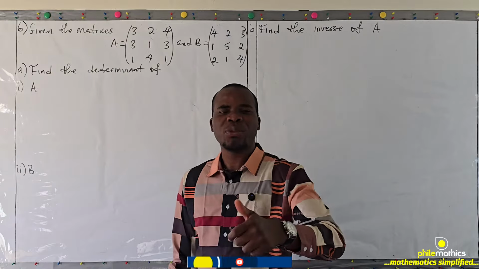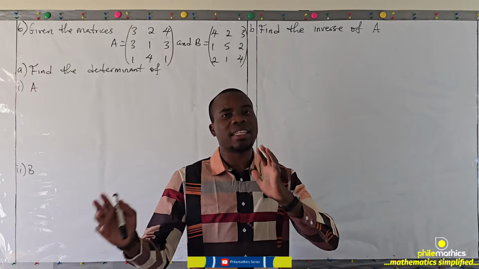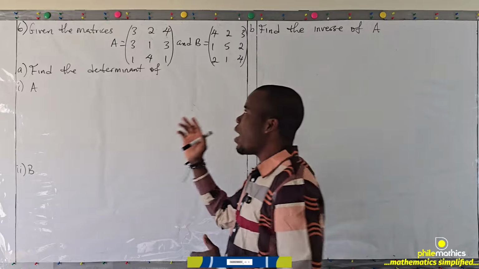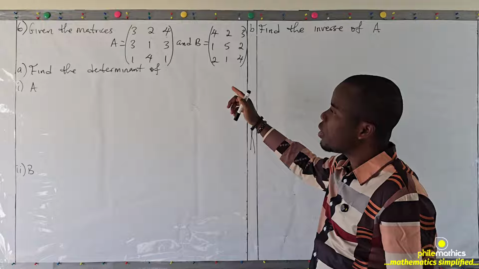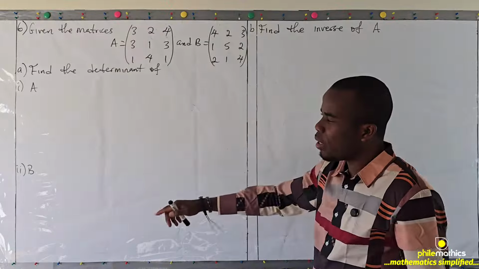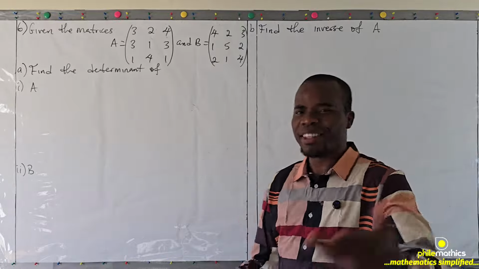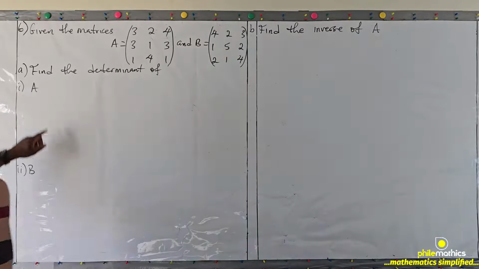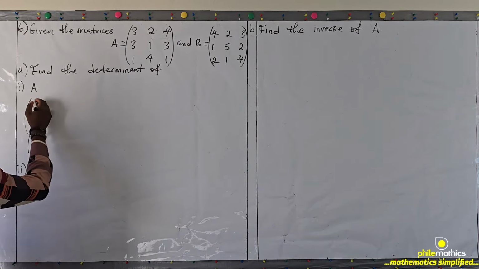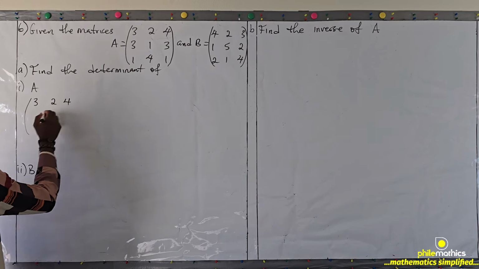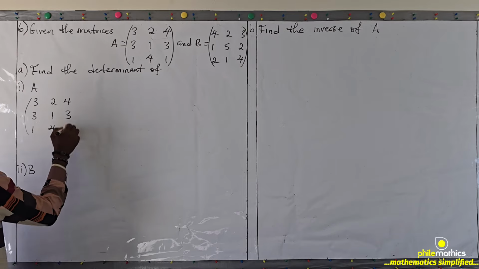Question 6 of NECO 2025 theory is on matrices, specifically on determinant and inverse. We are asked that given the matrices A and B, find the determinant of A and the determinant of B, and then find the inverse of A. Let's go. So, determinant of A. So, let's put our A: 3, 2, 4, 3, 1, 3, 1, 4, 1.